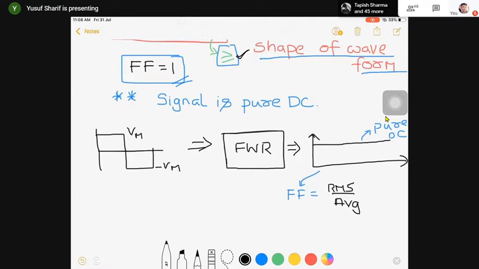What is the average value? Come on, what is the average value? Why are you all thinking so much? It is a pure DC, right? And what is the magnitude? Magnitude is constant throughout. Average value is Vm. Okay.